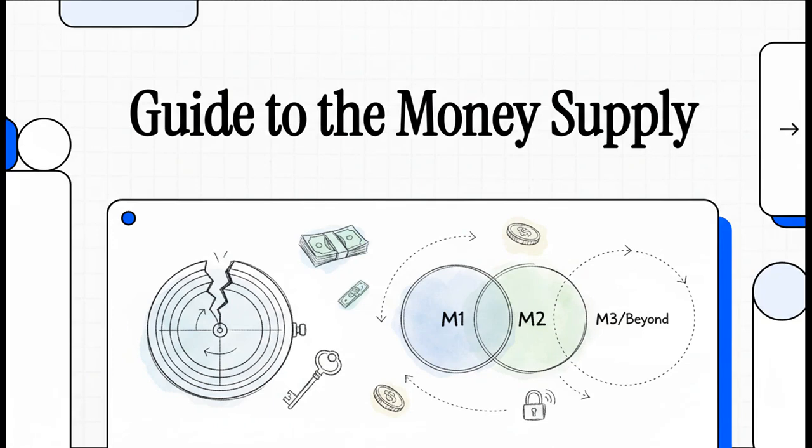Welcome! Today, we are going to crack the code on the money supply. Now, I know it sounds super complex, but I promise, by the end of this, you'll get all those confusing M's, from M0 to M1, M2, and beyond, and you'll do it with just a couple of simple tricks.